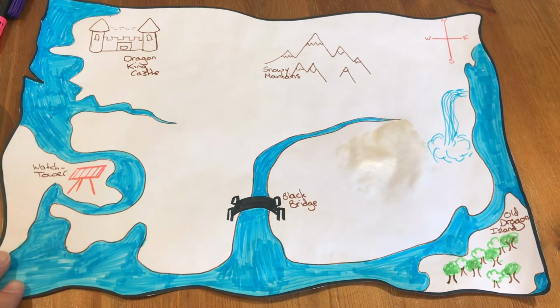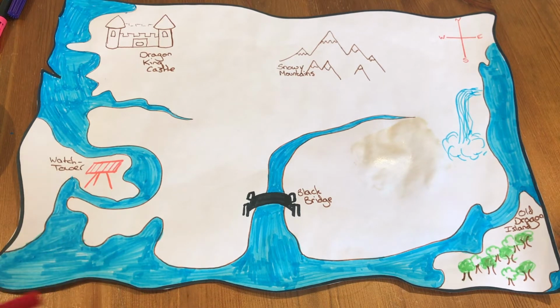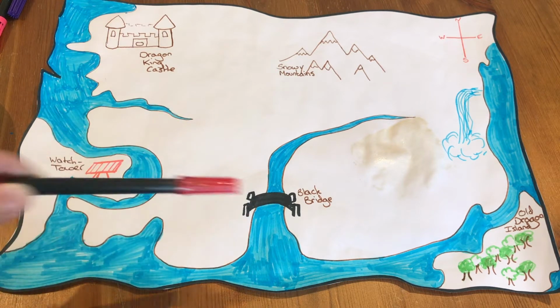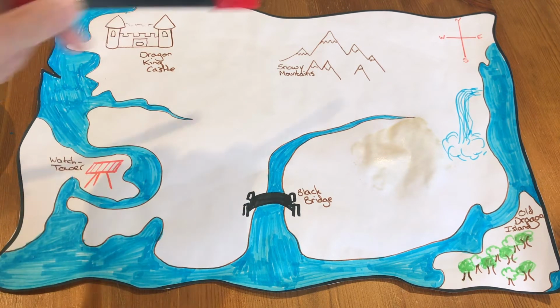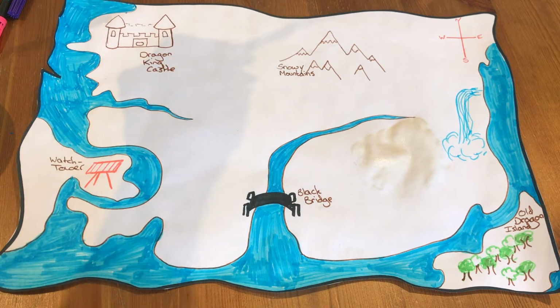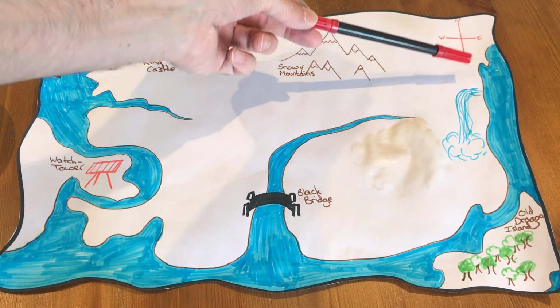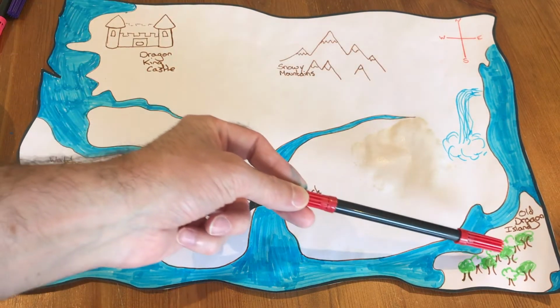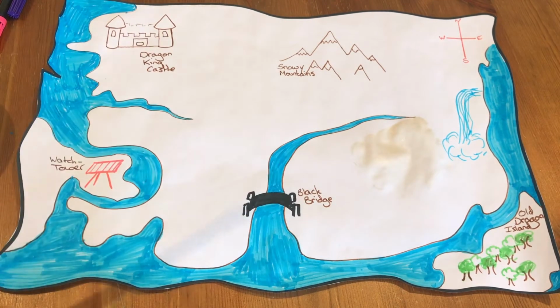Okay, so I've got my map. The first thing I did was I drew the shape I wanted my map to be, and I cut it out. Then I drew in all the land and the rivers. I've added in a black bridge, the snowy mountains. I've put my compass at the top with north, south, east and west. I've put a waterfall in the east. I've put Old Dragon Island in the east. I've put the watchtower in the west and the Dragon King Castle in the west as well.